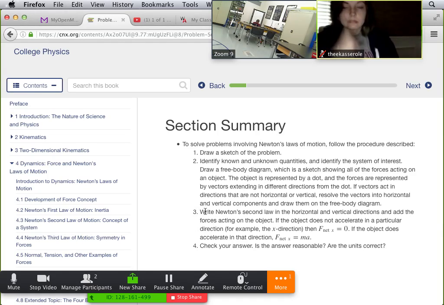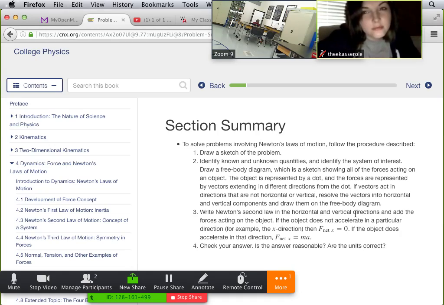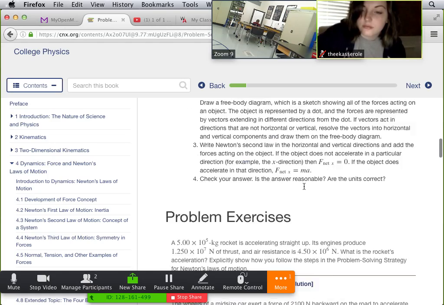Then you're going to write down Newton's second law in horizontal and vertical directions. And you're going to resolve all of your vectors into x and y components for those horizontal and vertical directions. Then you add all those forces together and put them in Newton's second law. And then you solve Newton's second law for the forces that you need to know, put them together, and check your answer. So that's kind of how it goes. We've done it a couple of times today. We're going to do it a lot next time.